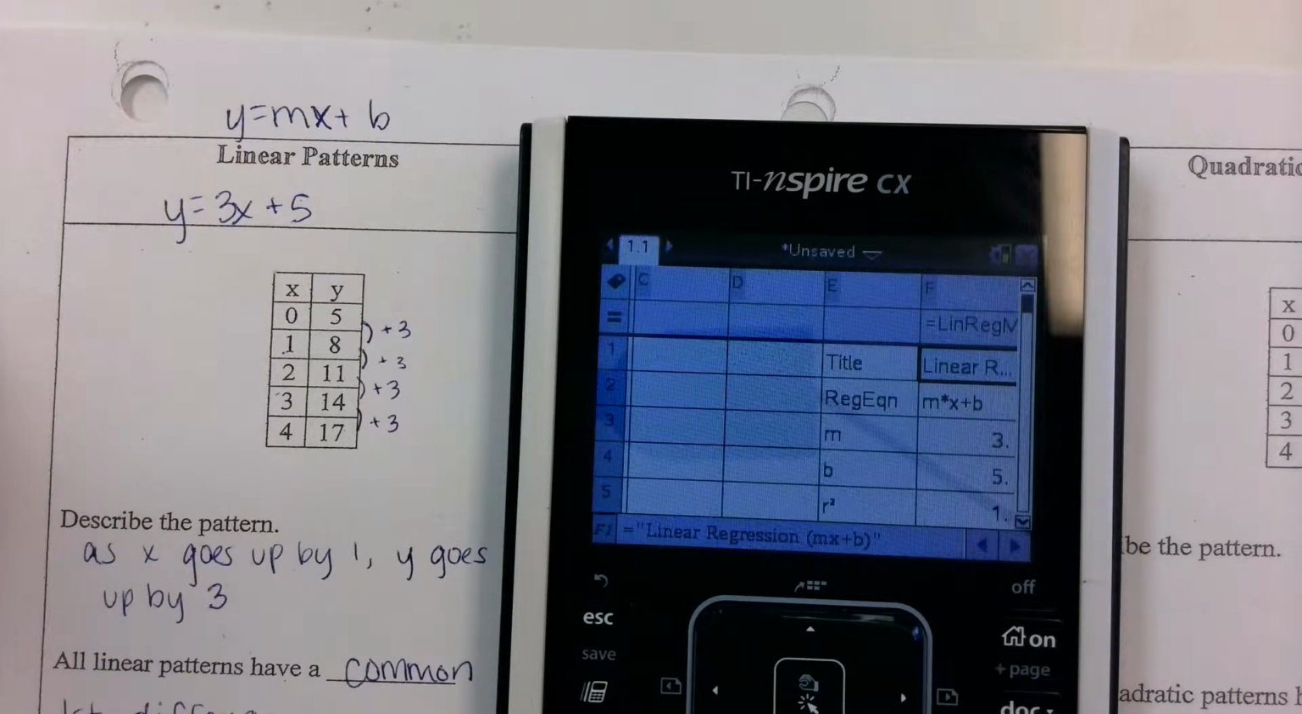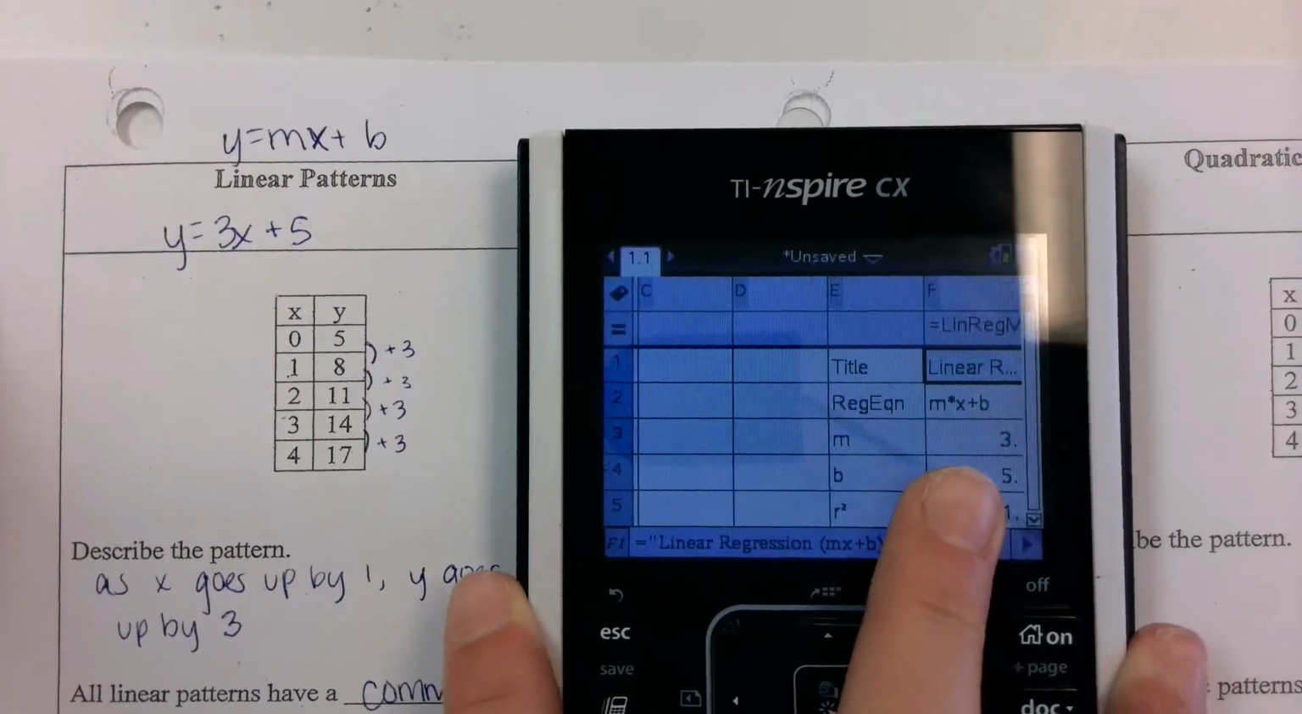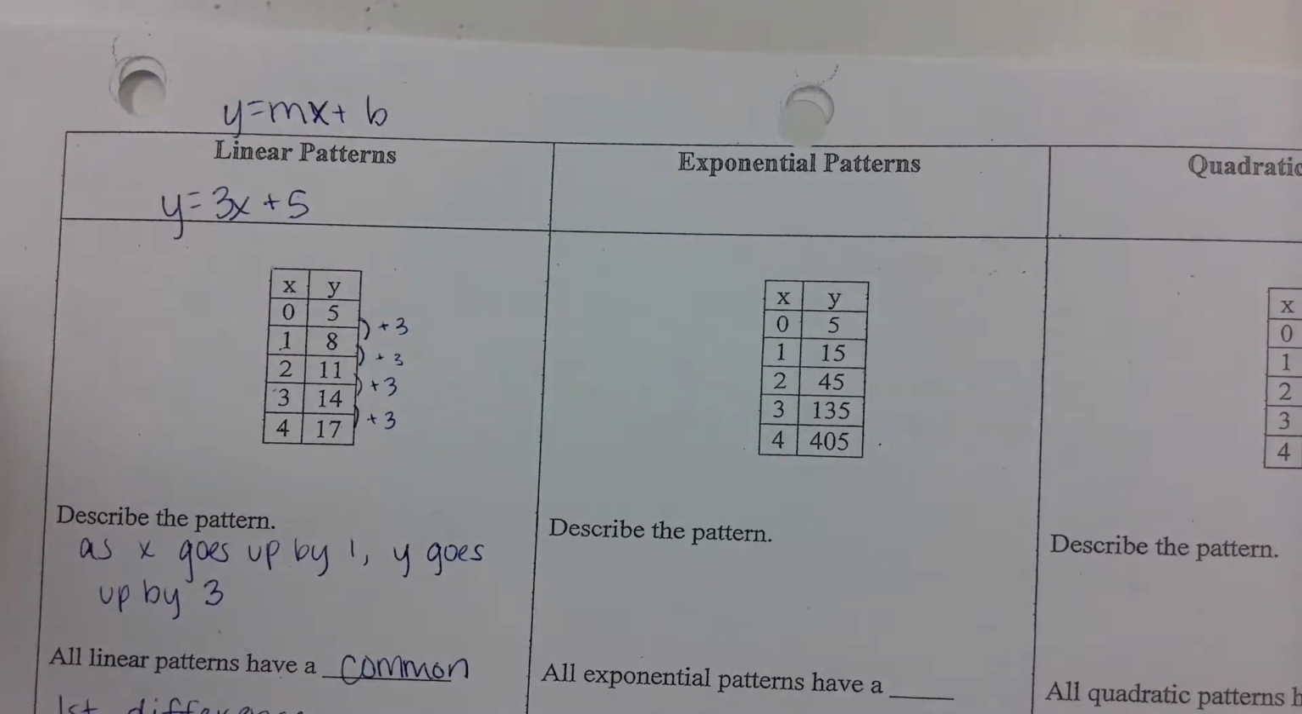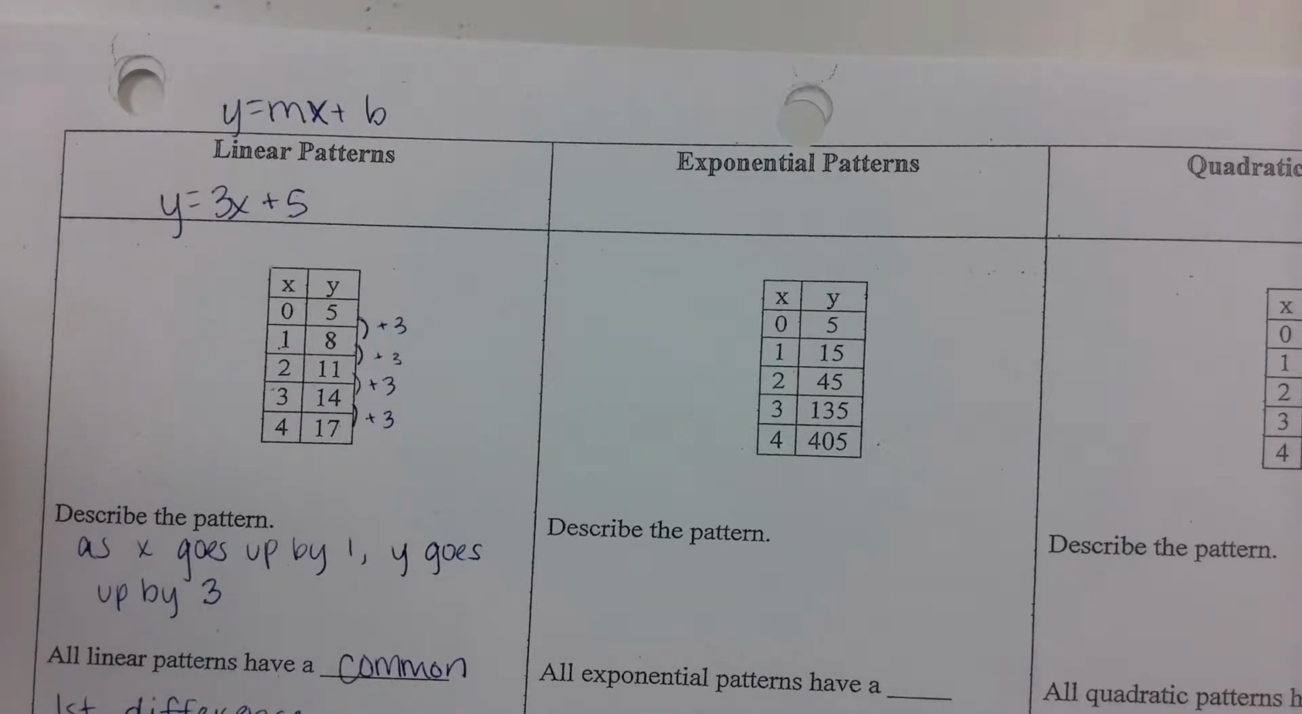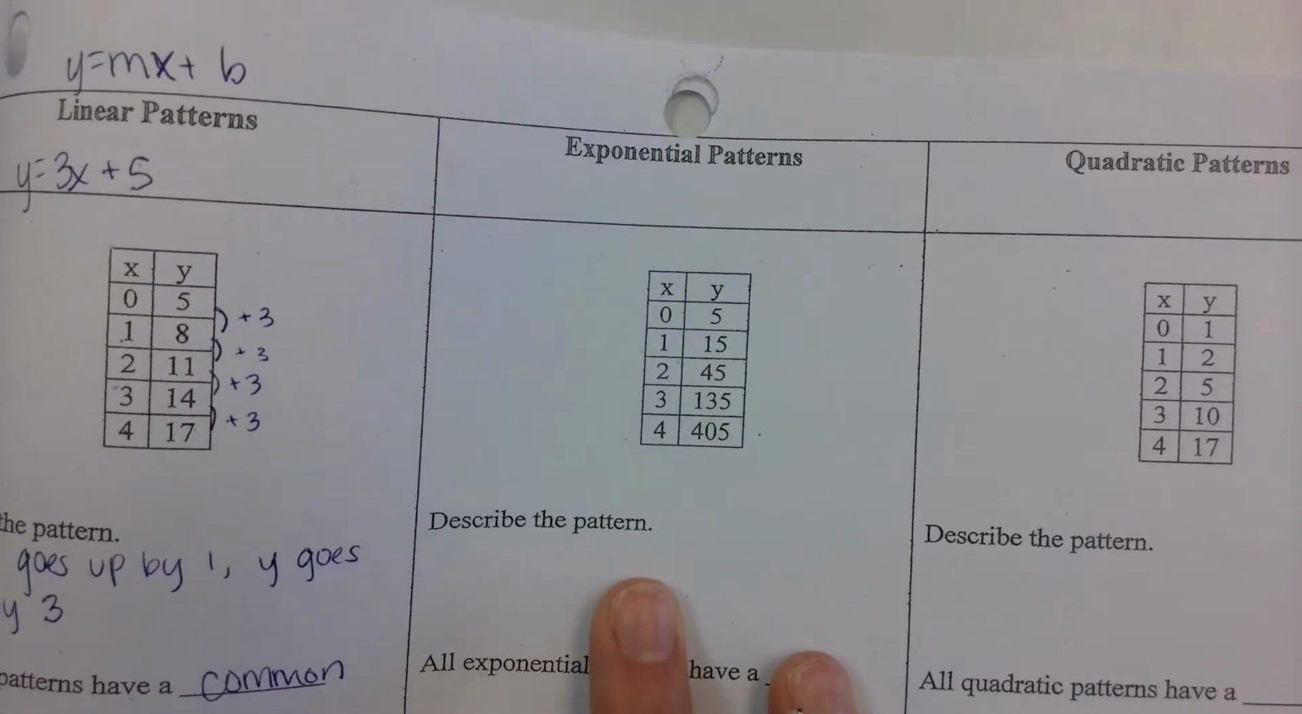Okay. So let's move on to another one. Are we all good with linear? Any questions there? So what's our pattern that we're looking for? Adding some number each time, a common first difference, okay? So let's see if we can find a different pattern for these exponential ones.